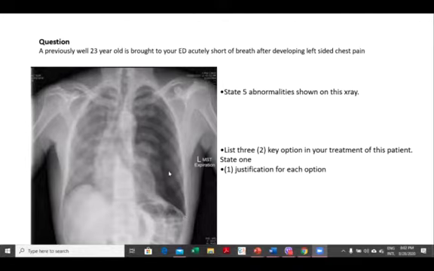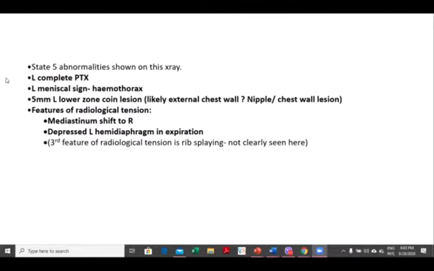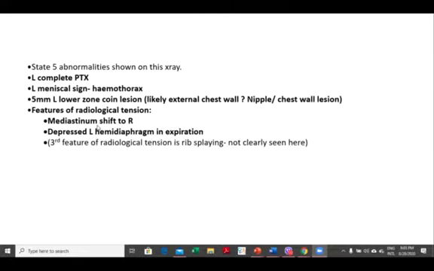Hemothorax or effusion in trauma is usually taken as pneumothorax. Okay. Findings are complete pneumothorax, meniscal sign, not important.